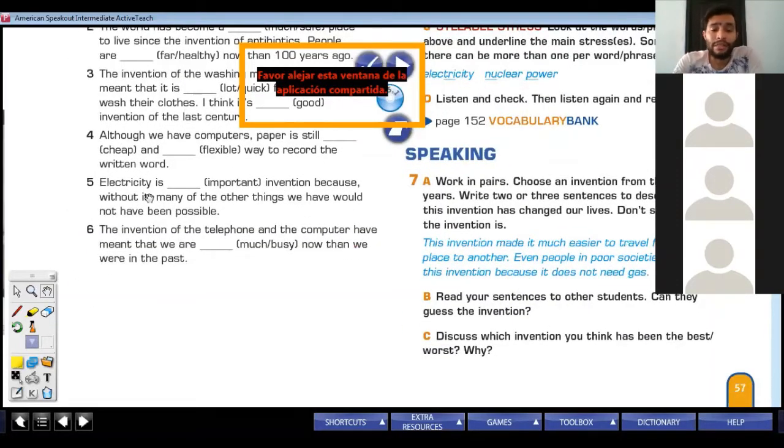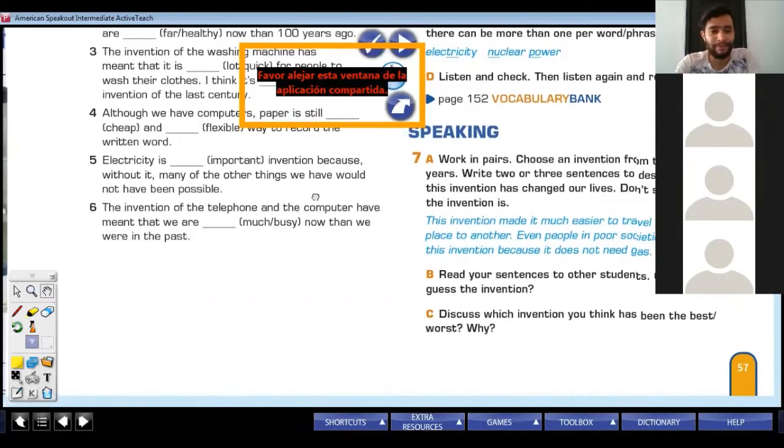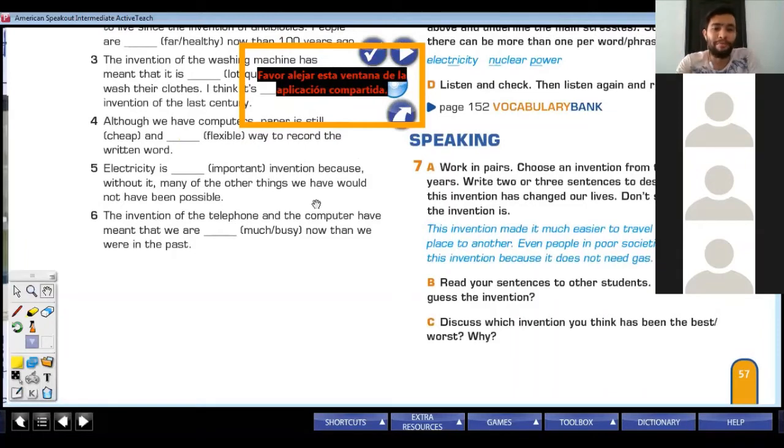5, electricity is more important. Is the most important invention, because without it, other things wouldn't have been possible. Something is weird here, right? There is something weird here in the book. Something is weird. All right.